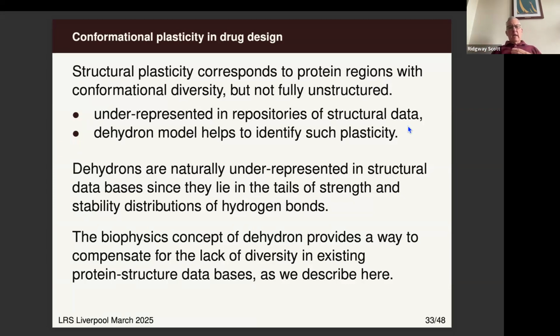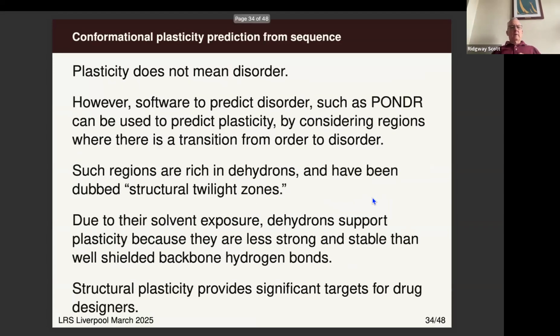And the dehydron model helps to identify such plasticity because we believe that this plasticity is often associated with dehydrons, because after all, dehydrons are weak hydrogen bonds, and that's what plasticity needs. Dehydrons are naturally underrepresented in structural databases since they lie at the tails of the strength and stability distributions of hydrogen bonds. And the biophysics concept of dehydron provides a way to compensate for the lack of diversity in existing protein databases, as we describe here.